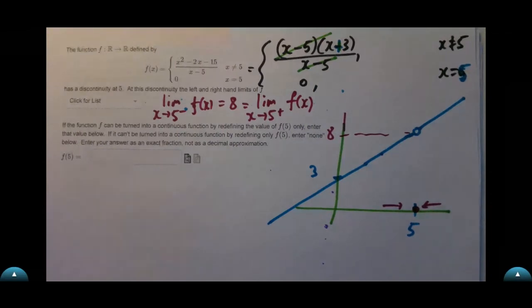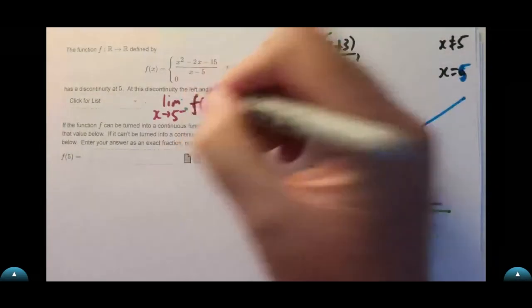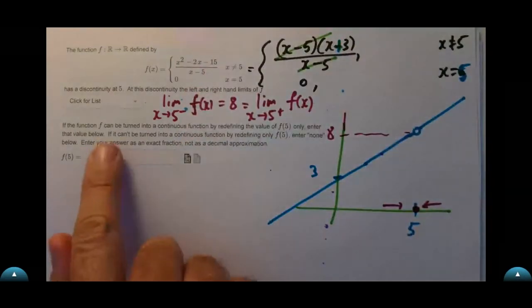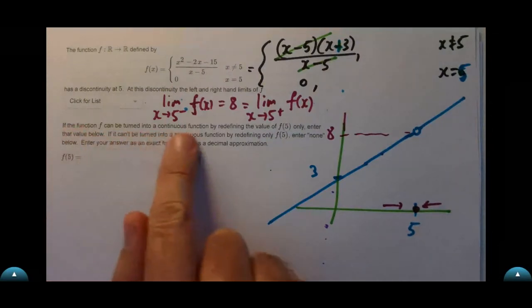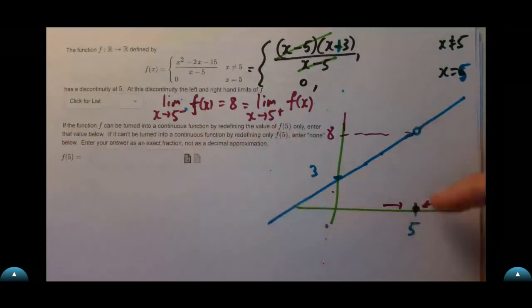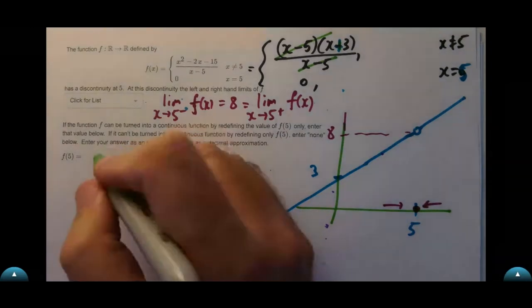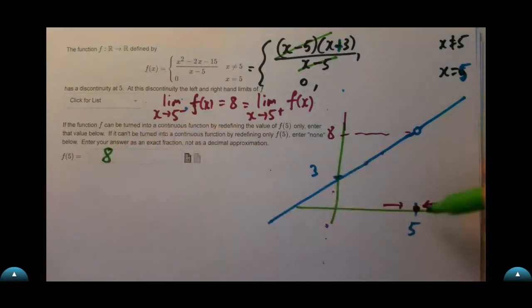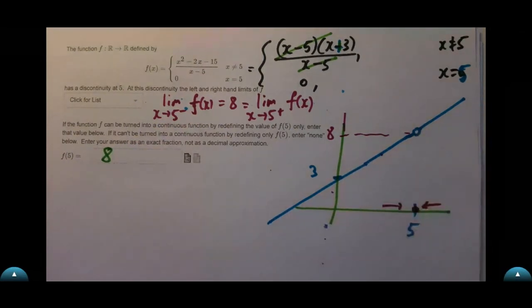Good job, everyone. Loving those chat comments. Okay. So now, if the function f can be turned into a continuous function by shifting this value, what should the value be? Yeah, people are saying 8. Exactly. Okay, so 8. Because then you move that up there and you've plugged the hole, and it's a nice continuous function then.